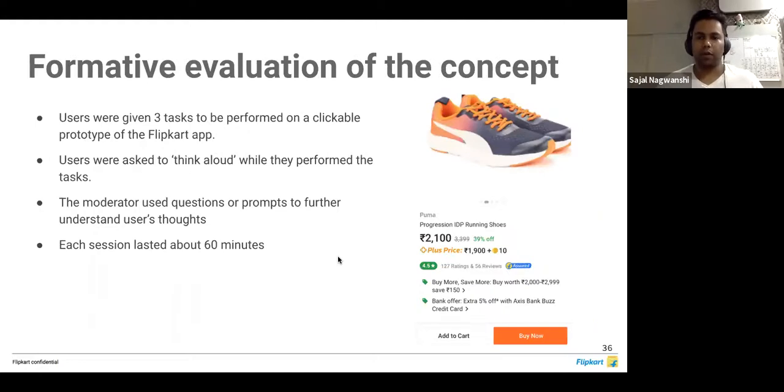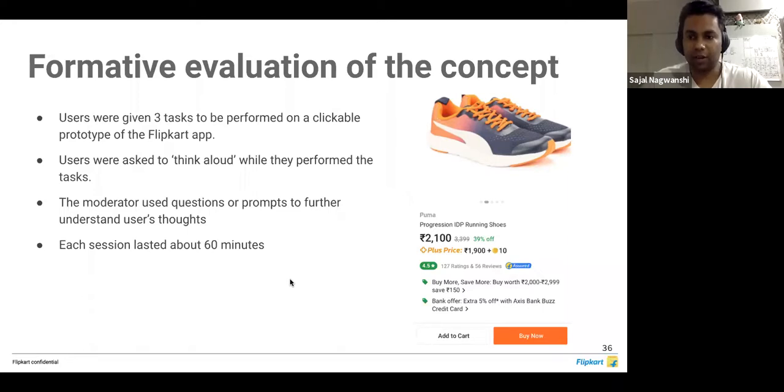So when we talk about evaluating a particular design, this is how we do it, the formative evaluation I was talking about. So in this particular research, what we did was we created a prototype of a design. At that time, we used software called InVision, which is nothing but like a browser where you can stitch together screenshots to make it look like an app. So we had a clickable prototype of the Flipkart app.